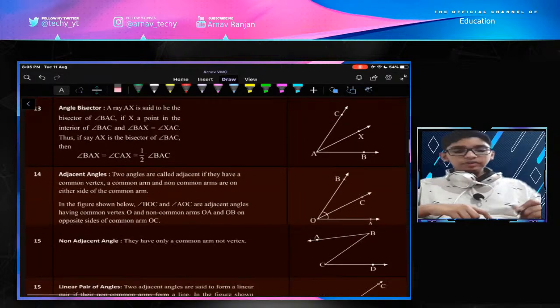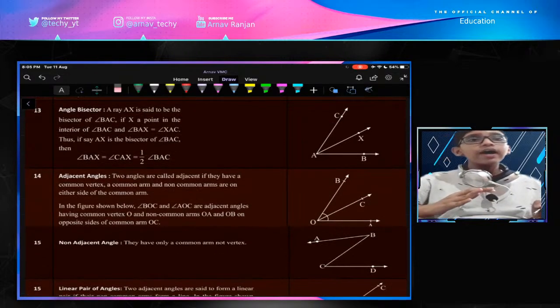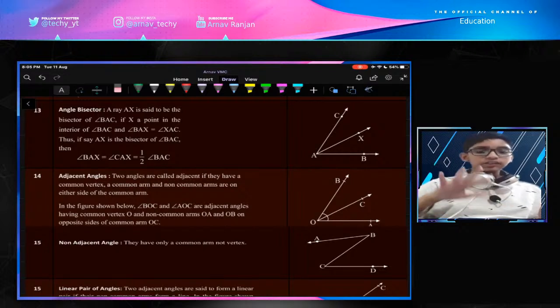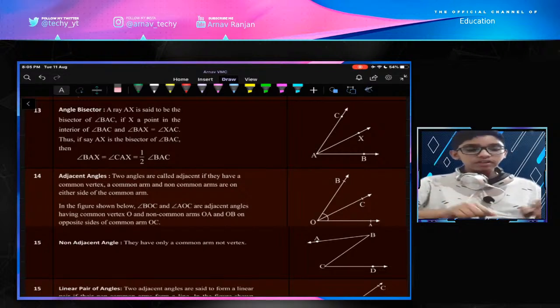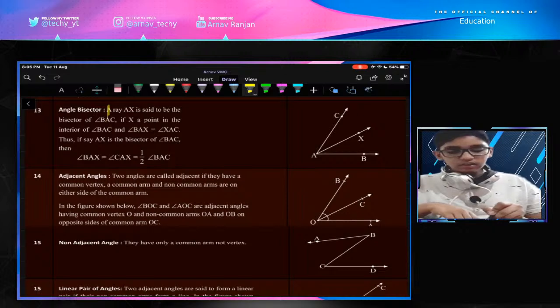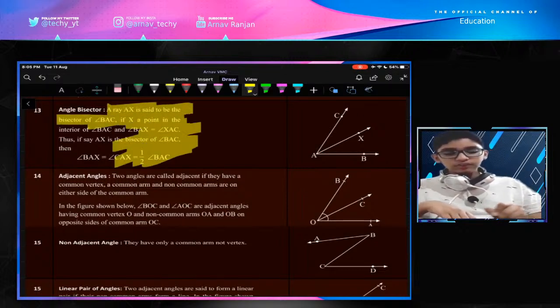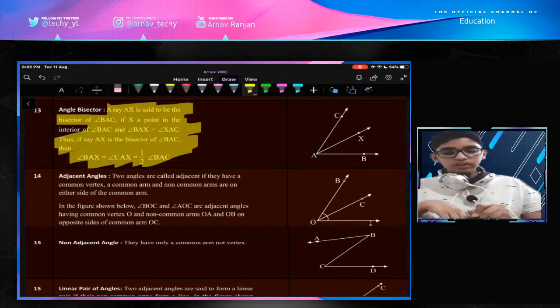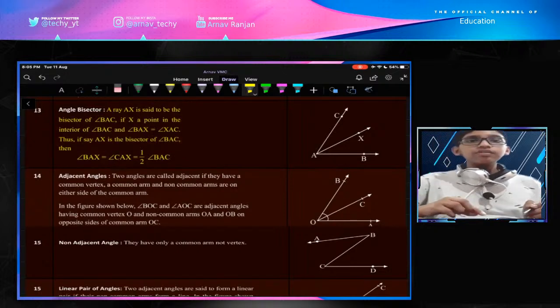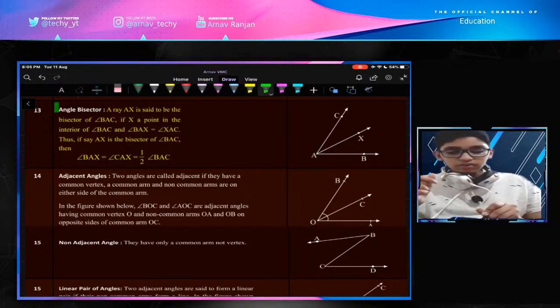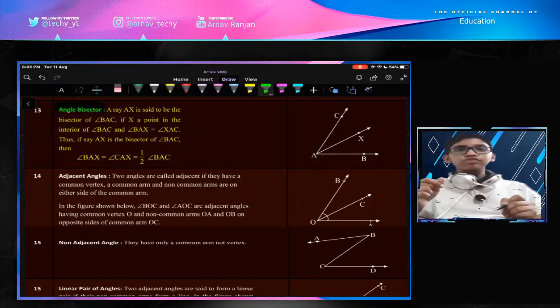Next we will talk about angle bisector. So what is an angle bisector? This is the bookish language which is given here, I am highlighting. This is not the common language in which we discuss angles. We will not discuss in this language because it's somewhat complex to understand.